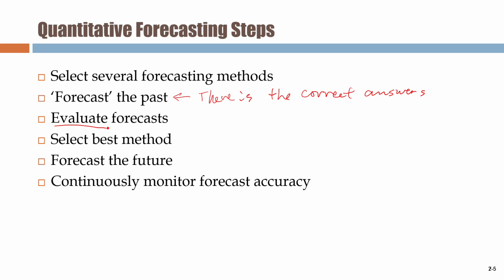That's why the second step is evaluating the forecast. Which method is most appropriate? Which one is most accurate? Then select the best. Then using that forecasting method, you forecast the future. Using that forecast, we can make our decision, and then continuously monitor. As time goes by, you keep making forecasts and observe what actually happened, and you keep updating, which means maybe you have to change the forecasting method, or sometimes change some parameters and so on.